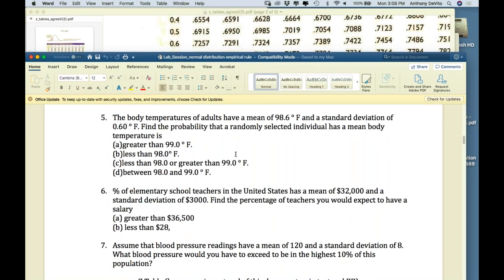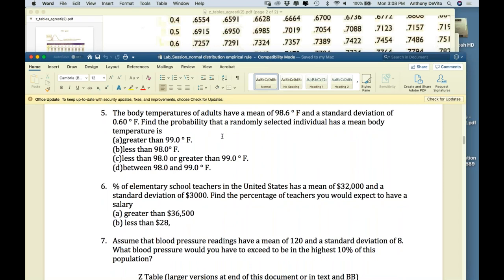Body temperature of adults has a mean of 98.6. That's not really true, I found that. And a standard deviation of 0.6. Find the probability that a randomly selected individual has a body temperature greater than 99 degrees.